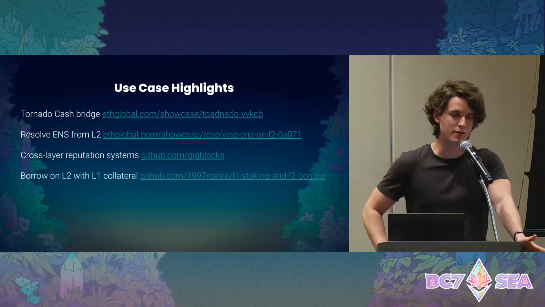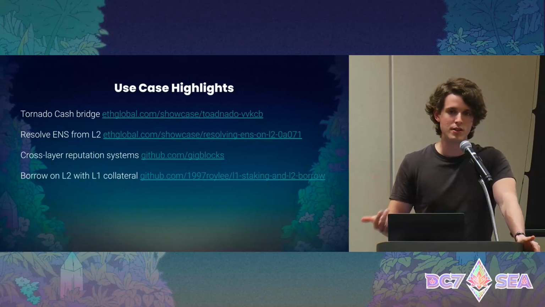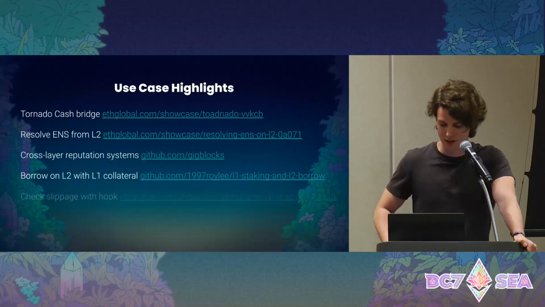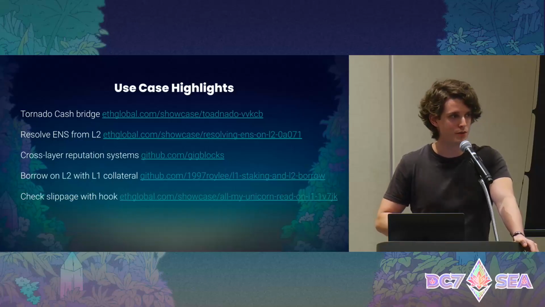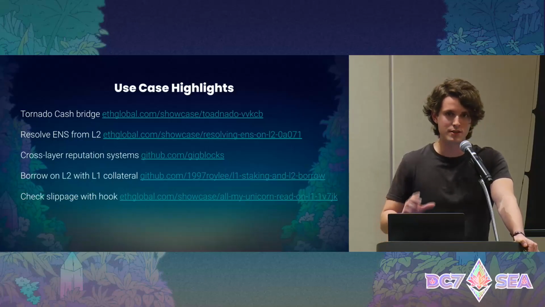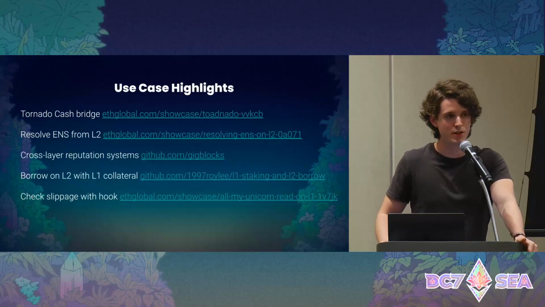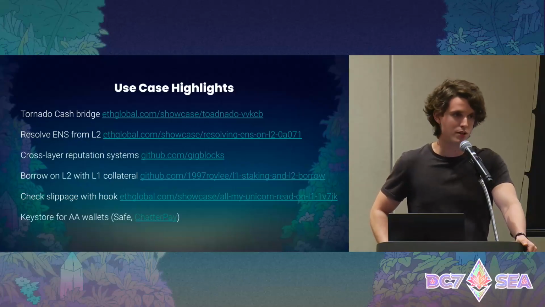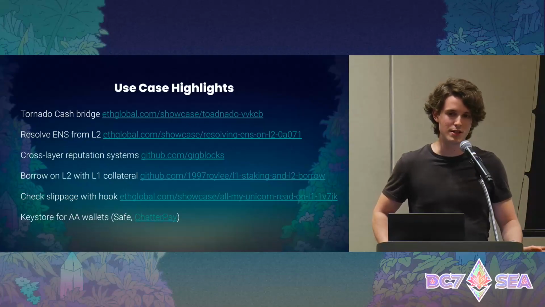There's a bunch of DeFi application use cases. For instance, you could borrow on L2 without bridging the collateral to L2, just using your collateral on L1. That's an idea that they explored. You could also implement hooks for Uniswap to make sure that the L2 pool has enough liquidity and not too high slippage compared to the L1 pool, so kind of give more assurances to you when you swap. And you can also use other multi-sig, account wallet, keystore use cases with this.